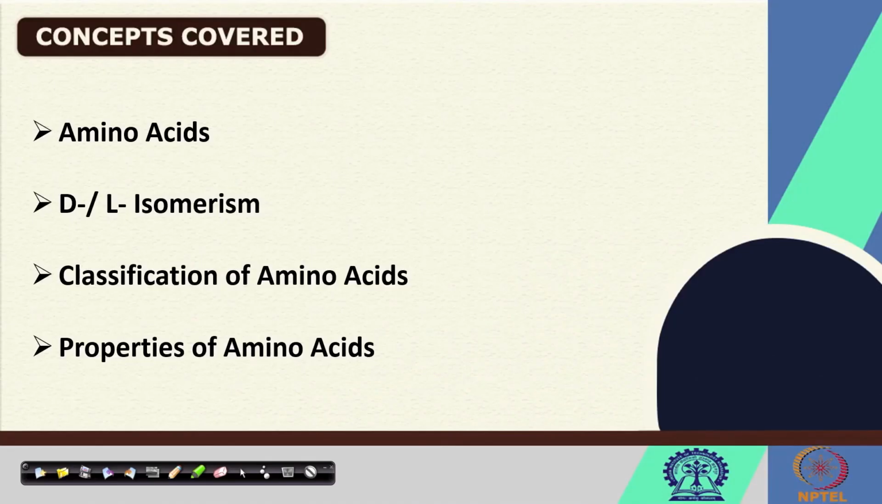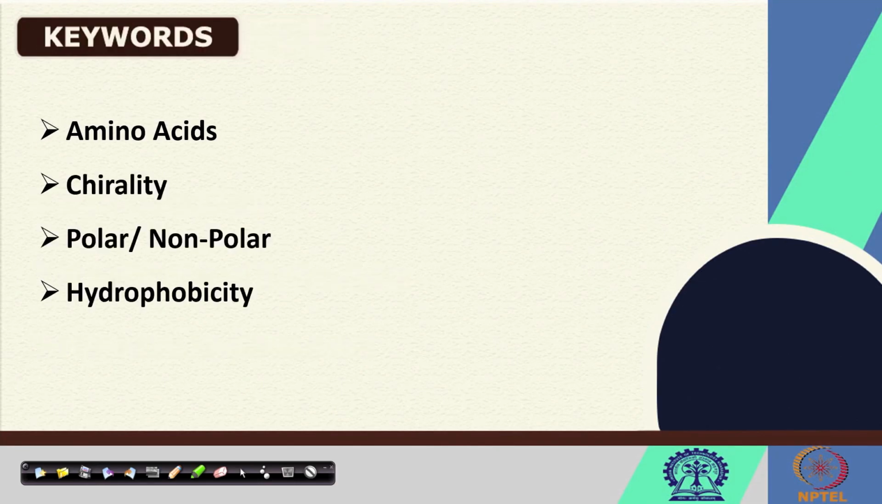So we start off with our understanding of the concepts that are going to be covered in this module: the amino acids, the DL isomerism, the classification of the amino acids, and the properties of the amino acids. Now, we are going to understand what these specific terms mean: amino acids, chirality, polar, non-polar, and hydrophobicity in terms of the properties of the amino acids.